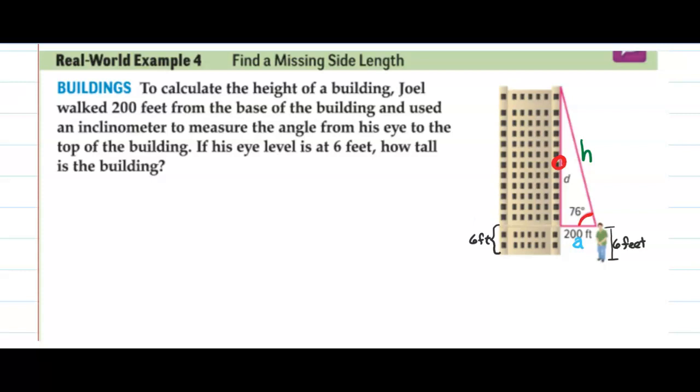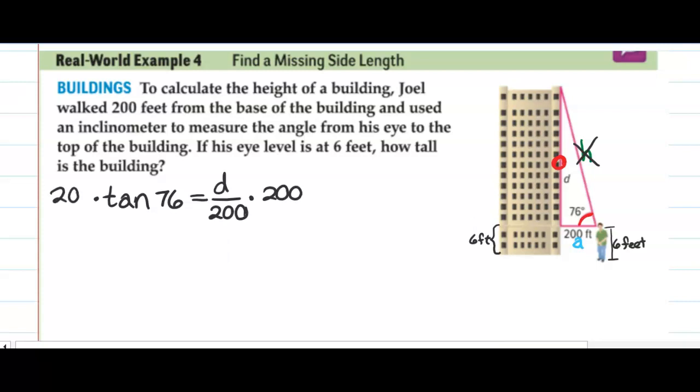We know what A is. It's 200 feet. That's how far Joel is away from the building. But we don't care about the hypotenuse, so you could erase it. Now we're trying to find a trig ratio that connects O and A. That would be tangent. Tangent of the angle, 76, is the side opposite that angle over the side adjacent to that angle. And again, solving by multiplying by 200 on both sides.